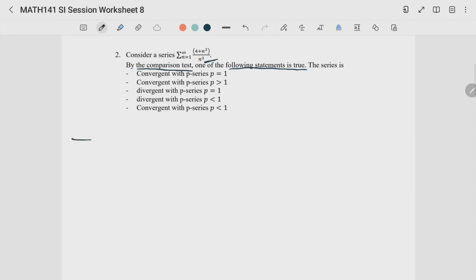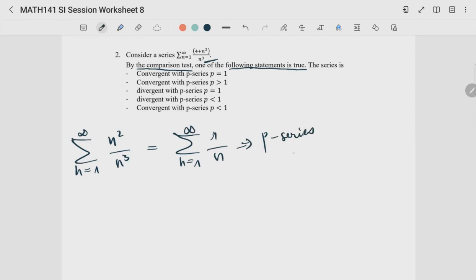For that case, we'll just choose the series as n goes from 1 to infinity of n squared over n cubed, which is just the same as the series from n equal to 1 to infinity of 1 over n. If you remember, this is a p-series, more specifically a harmonic series, right? And you know that the characteristic of harmonic series is that they diverge.